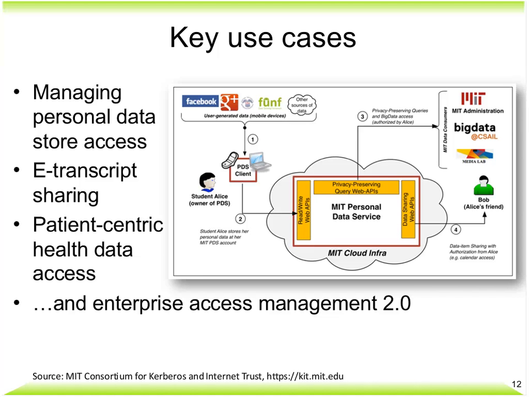But an extension to that app will be this PDS client, and it would allow the students or staff to opt in to collect data about themselves, things like GPS movements and so on. That data would then be captured within an MIT personal data service. So every person basically would have a personal data store. And that data store will then be accessible, subject to the owner's authorization, of course, to organizations within MIT, which is line 3 there in the diagram, or to Bob in line 4, which is Alice's friend in this case.